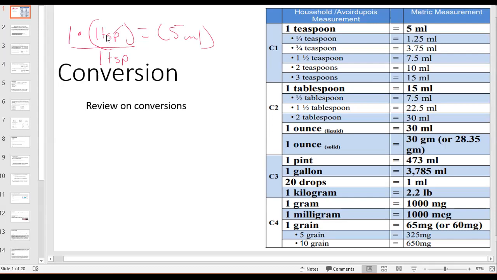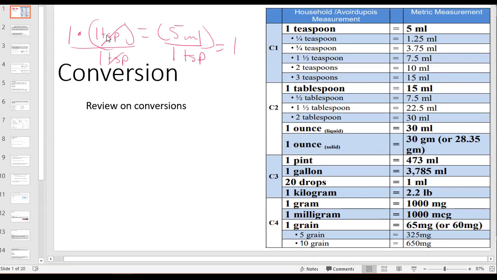1 teaspoon, that will cancel by dividing. And I'm just going to have 1 teaspoon equals 1. Is this statement incorrect? Because 1 teaspoon is 5 mLs, right? 5 mLs divided by 5 mLs is 1. And 5 mLs is 1 teaspoon. And 1 teaspoon divided by 1 teaspoon is 1, right?